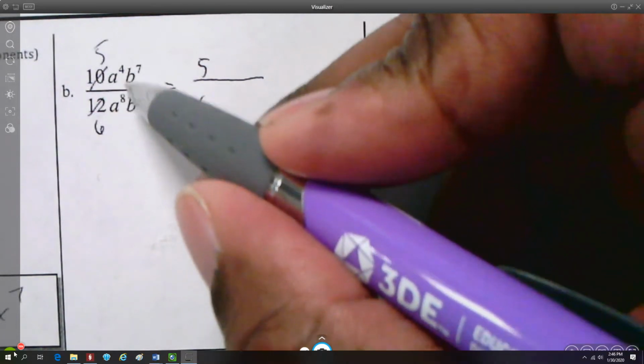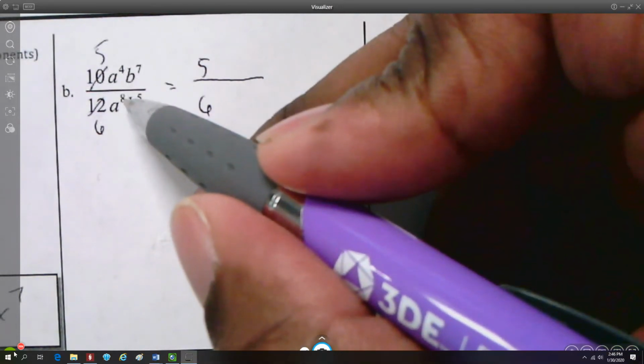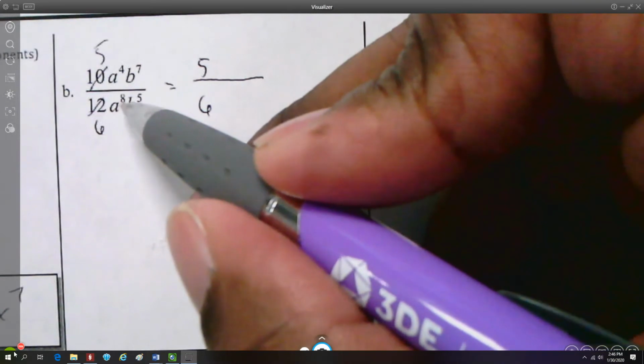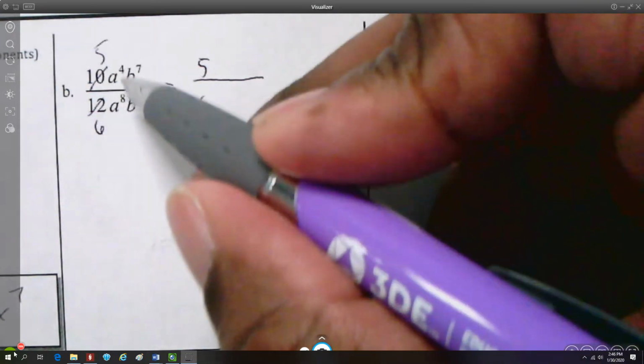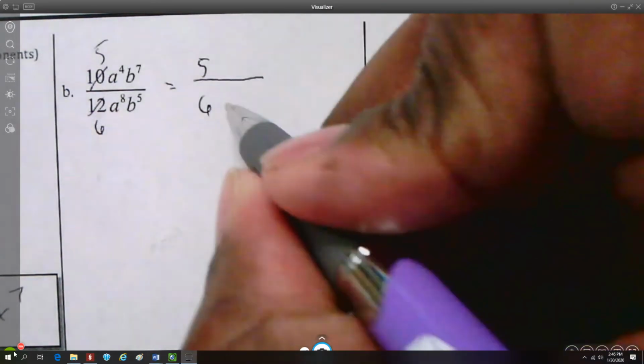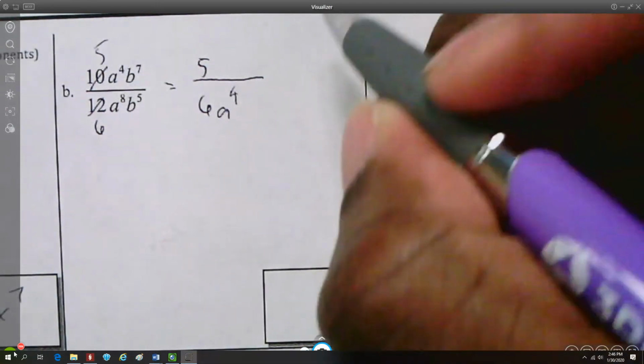A to the 4th over a to the 8th. In this case, they both have a's, and this has a to the 8th power. There's more a's on the bottom. So the difference there is 4, so I can call that a to the 4th.